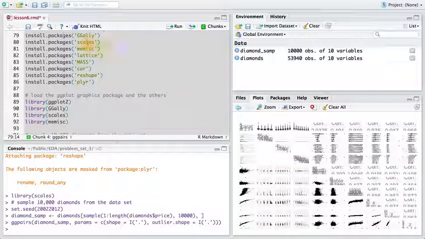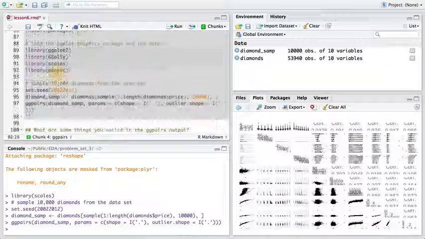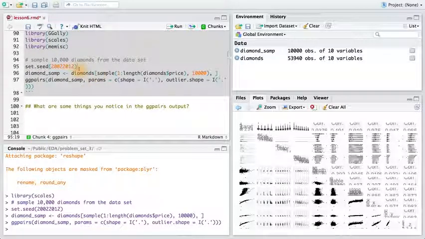We use scales for a variety of things, memisc to summarize the regression, lattice for a few other things, MASS for various functions, car to recode variables, reshape to reshape and wrangle your data, plyr to create interesting summaries and transformations of your data. We'll go ahead and load these packages and then set the seed for randomization purposes and sample 10,000 rows from the diamonds dataset.